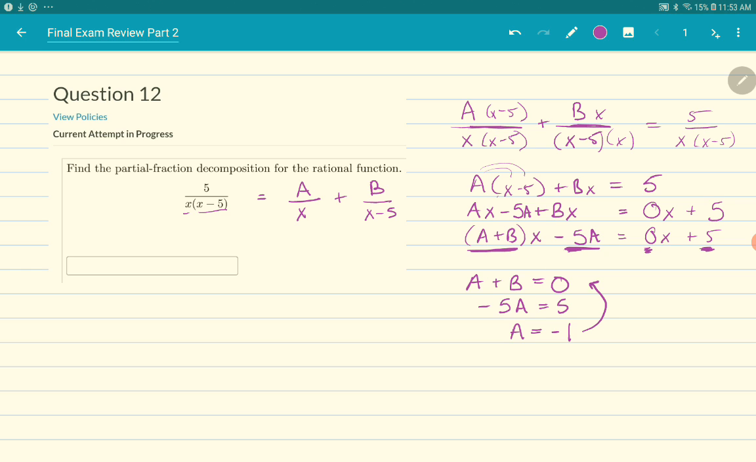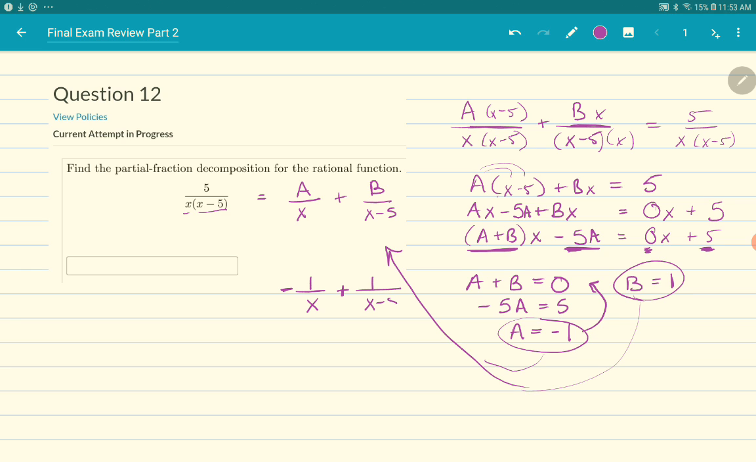And plugging that back into here, if a is negative 1, that means b must be positive 1. So when I add them, I get 0. Okay, so now that I have a and b, I take that a and b and I plug them back into that simplified partial fraction. And we get, for a, we have negative 1, so I can put negative 1 over x. And b, I have positive 1, so that's 1 over x minus 5. And this answer goes in here.